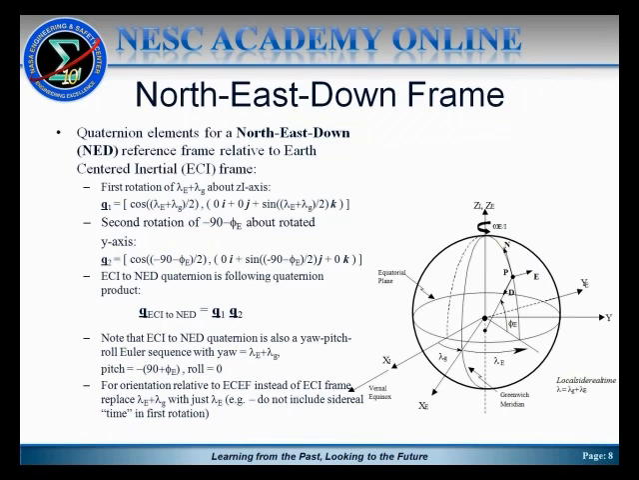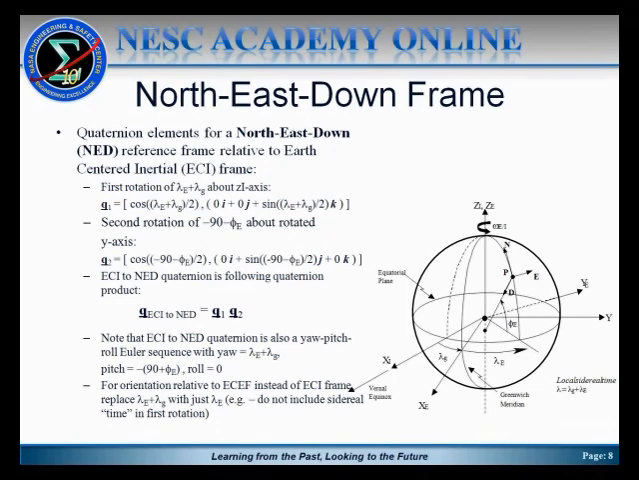A northeast down frame, from its name, implies that the x-axis points north, the y-axis points east, and the z-axis points down. And you can define a quaternion for defining that orientation of the northeast down frame relative to the Earth-Centered Inertial frame, as we'll discuss here. If you're not familiar with quaternions, please see another presentation that I have provided for the NESC Academy online on quaternions. It's a two-part presentation that discusses in detail how you use quaternions and examples such as this, how you would define a coordinate frame orientation with a quaternion.